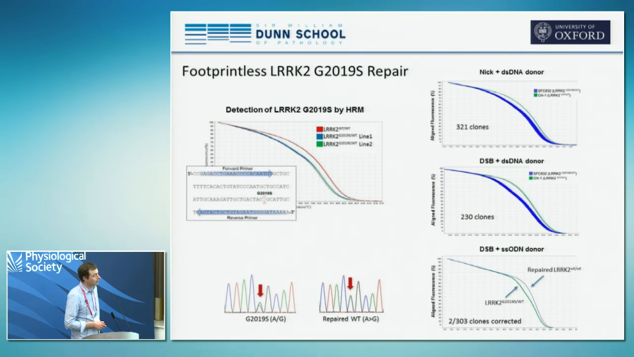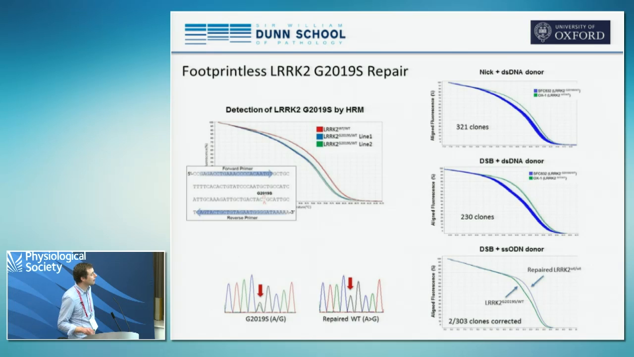And so we tried nicking our DNA and providing a double-stranded DNA donor, looked at several hundred clones, saw absolutely nothing. Tried with a double-stranded break and a double-stranded DNA donor, again, nothing. And we did actually get 2 clones back from 300 clones using a double-stranded break with a single-stranded oligodeoxynucleotide. So really, it's not a robust method. It's not easy to do.